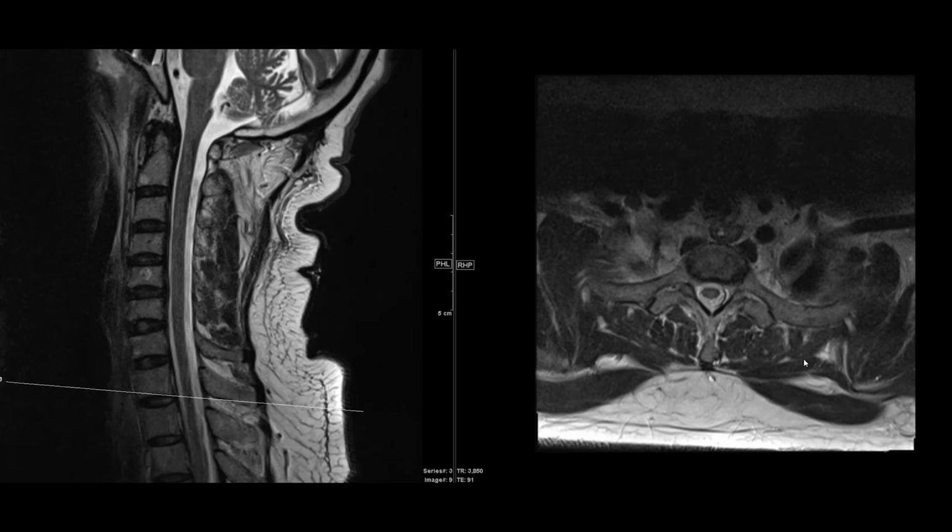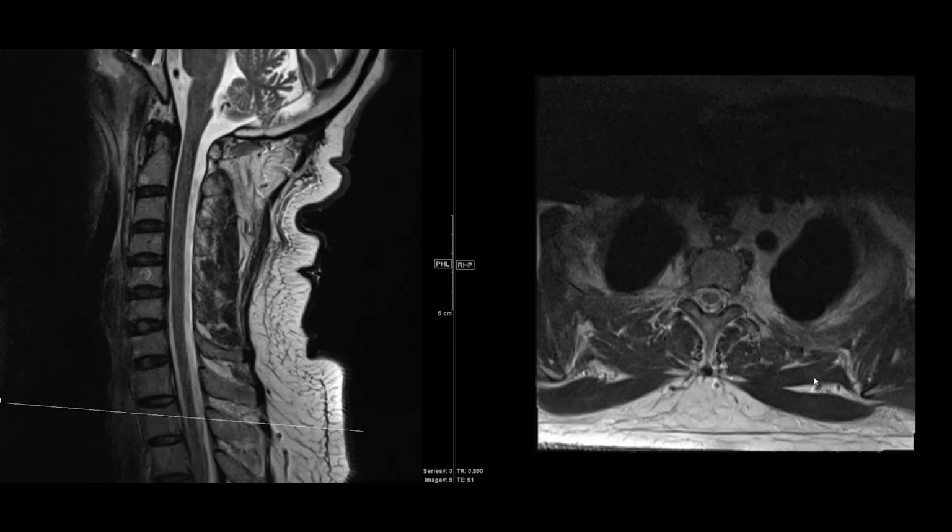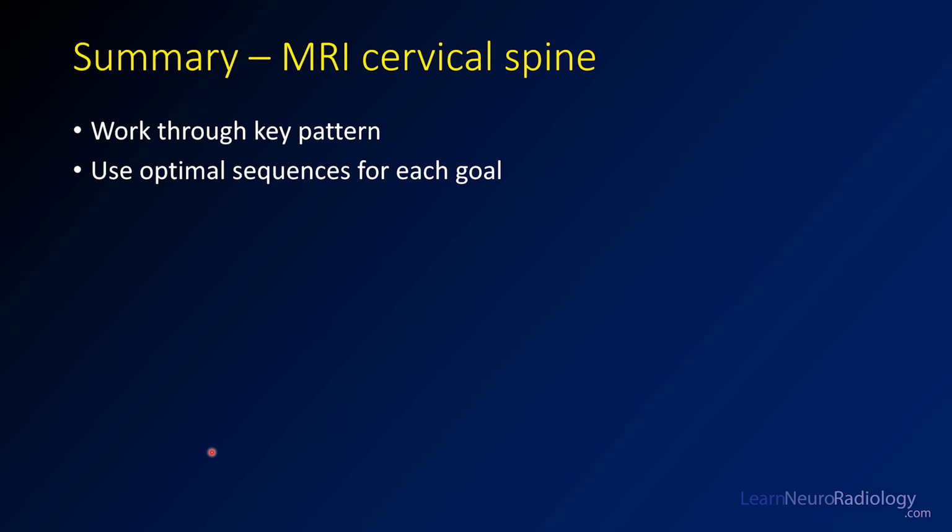You want to check quickly the upper thoracic spine, but typically the upper thoracic spine is relatively normal, even in patients that have a lot of degenerative changes. So that brings us to the end of this video. In summary, when you're looking at an MR of the cervical spine, what you want to do is work through kind of your key pattern of the things that you look at.